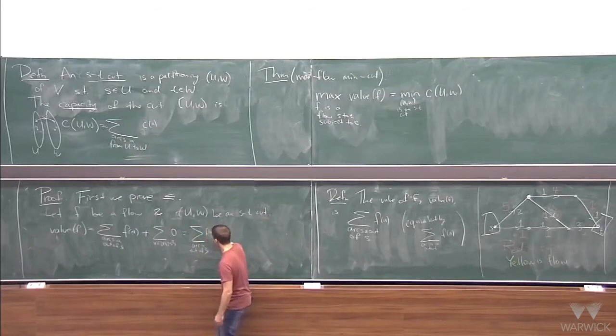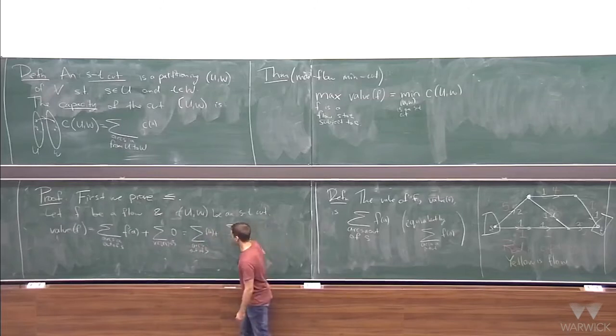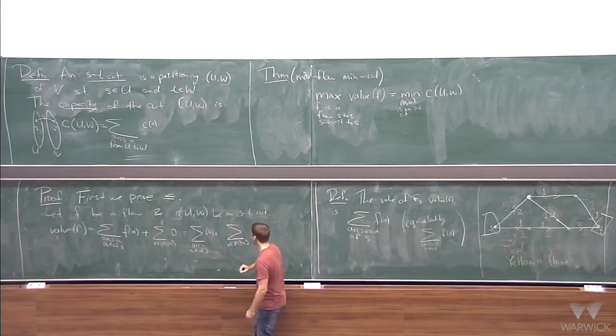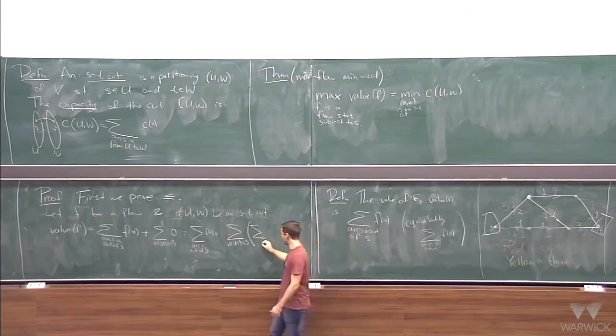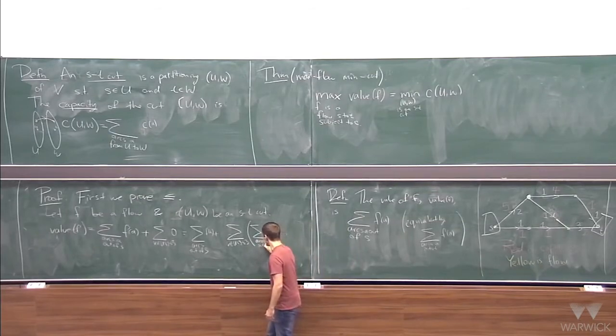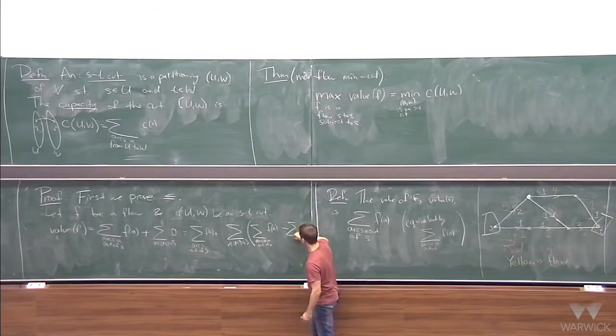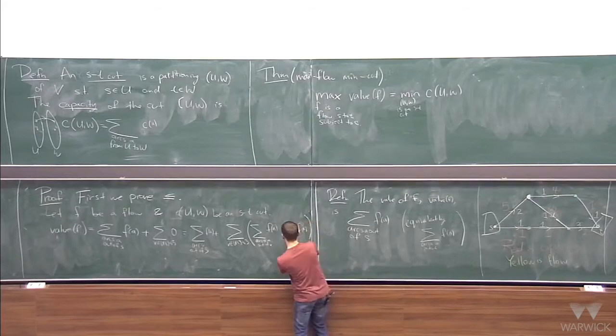The first sum is the same as before. And here I'm going to sum over all V in U minus S again. And a nice way of writing 0 is to use Kirchhoff's law. So if I sum over all the arcs A out of V, I take F of A, and I can subtract the sum of F of A over arcs into V.